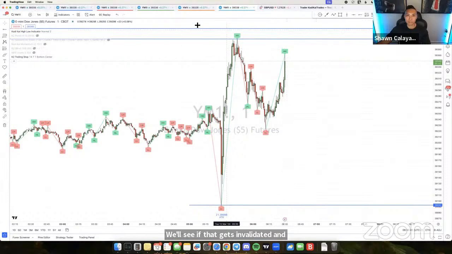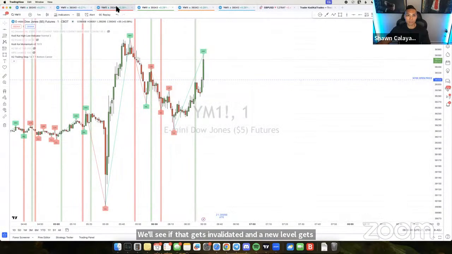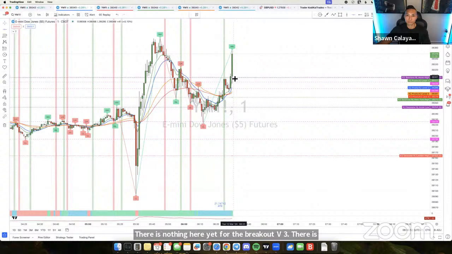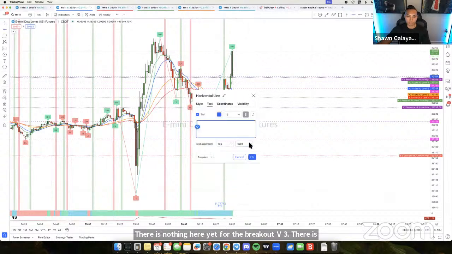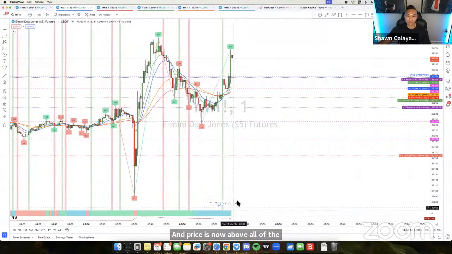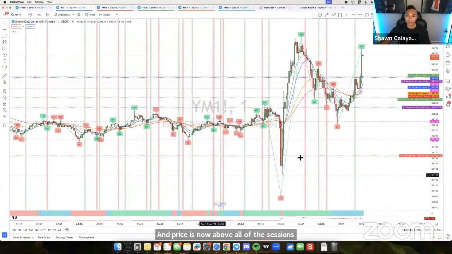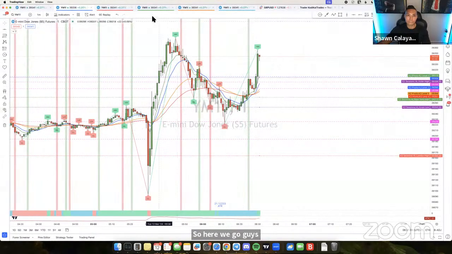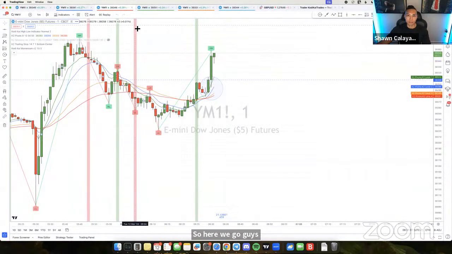So the price is pushing up to that first level of liquidity up there. There is nothing here yet for the breakout B3. There's the PRB starting to set up right here. And price is now above all of the sessions. So here we go, guys. PRB still kind of setting up over here.